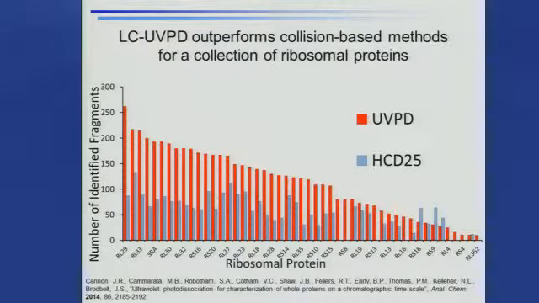And here's the number of identified fragments that help to characterize those proteins. And you can see for HCD, the average number of fragments falls in the 50 to 100 range. For UVPD, it's 100 to 200 fragment ions that can help identify those proteins with higher confidence. So across the board, UVPD almost always outperforms HCD, except for a few up here, which we're still exploring.